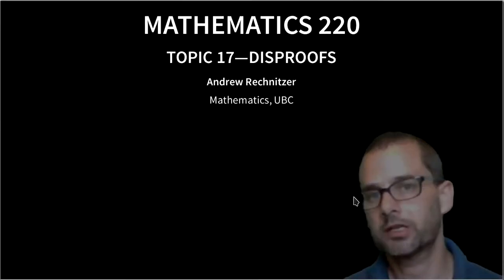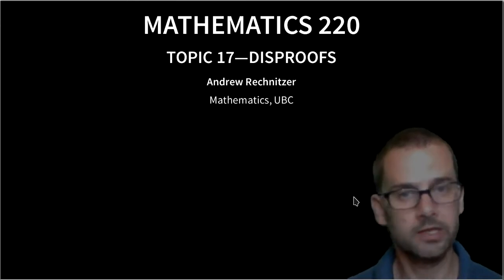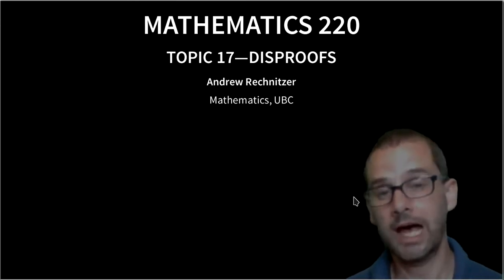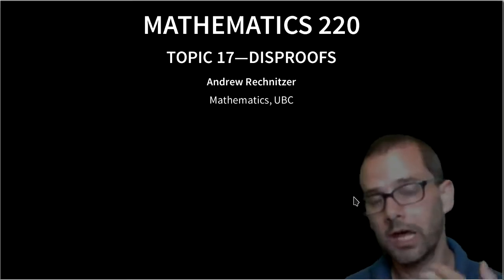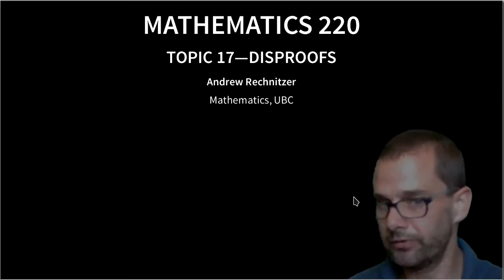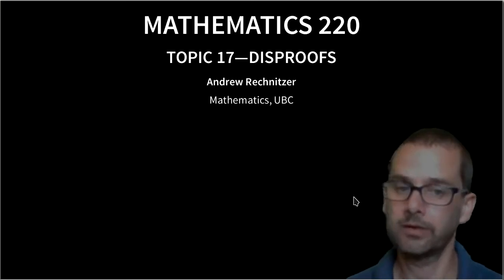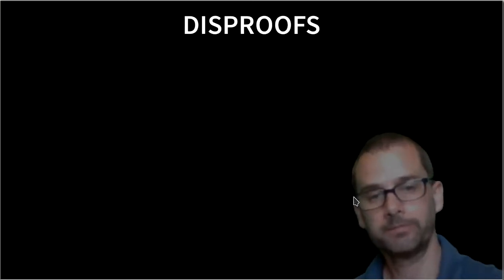So, continuing our discussion of quantifiers, let's take a look at disproofs. Disproofs really require us to understand the negation of the existential and universal quantifiers, because what we do to disprove each of those quantifiers is quite different.